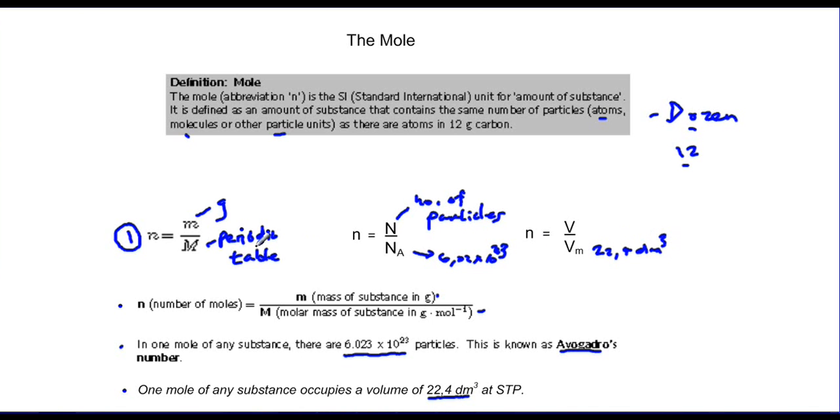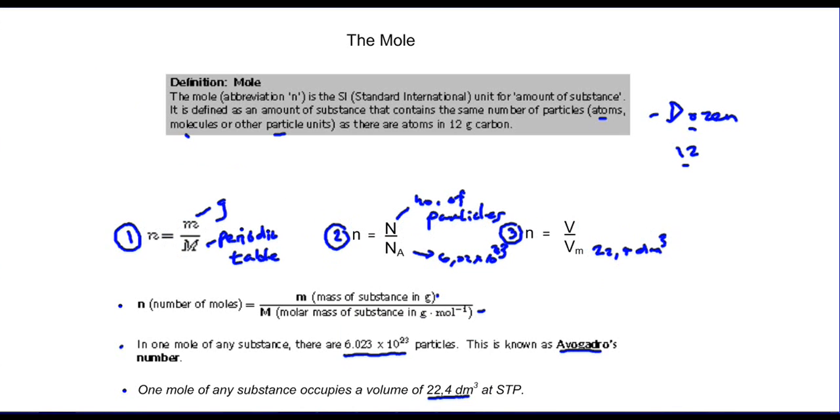So this is important. When you're working with grams, then we will work with the first equation, n is equal to small m over big M. When you're working with particles, then you will work with n is equal to N over Na. And if you are working with volume, then we work with n is equal to V over Vm, where Vm refers to the molar volume of any substance, which is 22,4 dm cube.